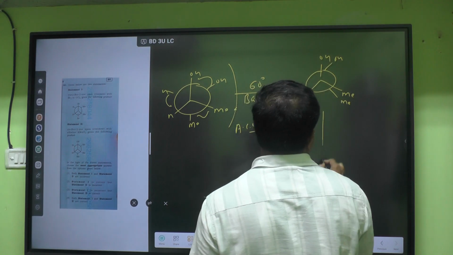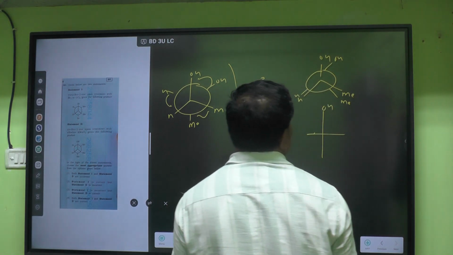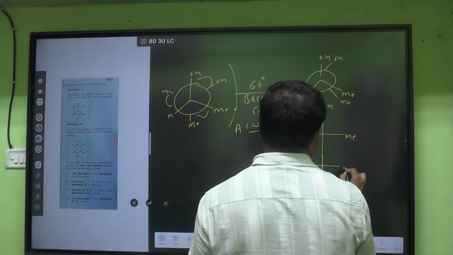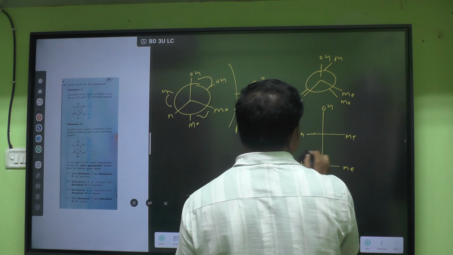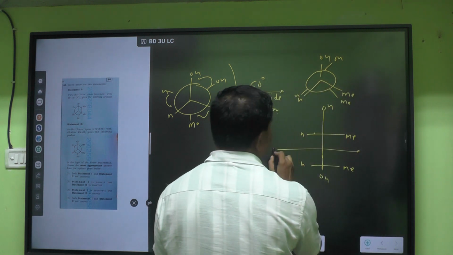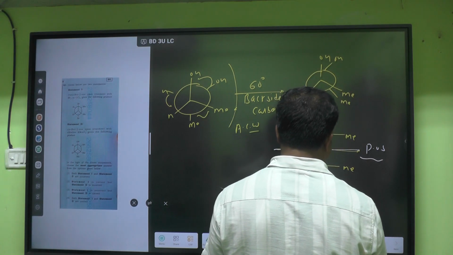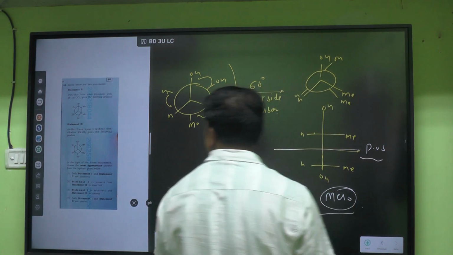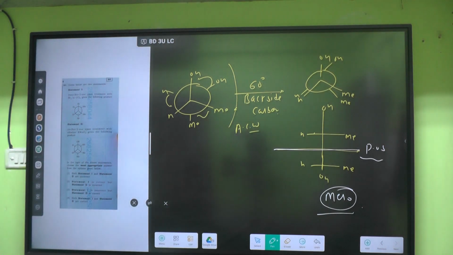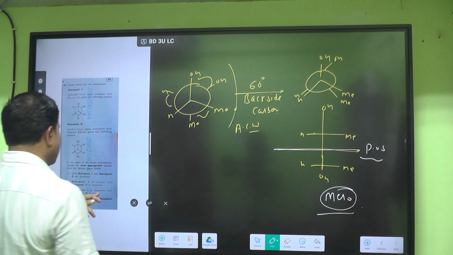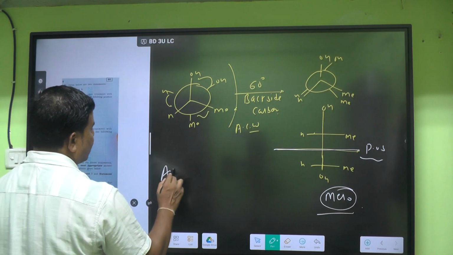That's why it is a meso compound. Here OH, here OH, both are OH; here methyl; here hydrogen, here hydrogen. That's why there is a plane of symmetry, POS. That's why it is a meso compound. Remember, the first statement is wrong and the second statement is correct. The first statement is incorrect, the second statement is correct. The answer will be the third option.